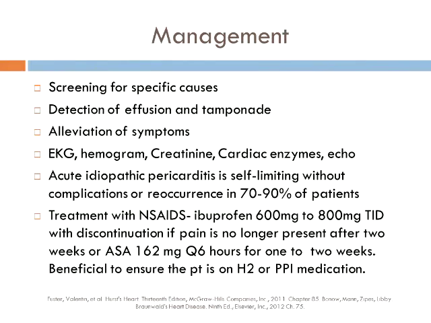Treatment is NSAIDs, ibuprofen 600 to 800 milligrams TID, with discontinuation if pain is no longer present after about 2 weeks. You can also utilize aspirin for about 1 to 2 weeks. Also, one thing to consider in these patients is to make sure they're on H2 blockers or PPI medications if you're using high doses of NSAIDs. We don't want to cause extra problems in them.